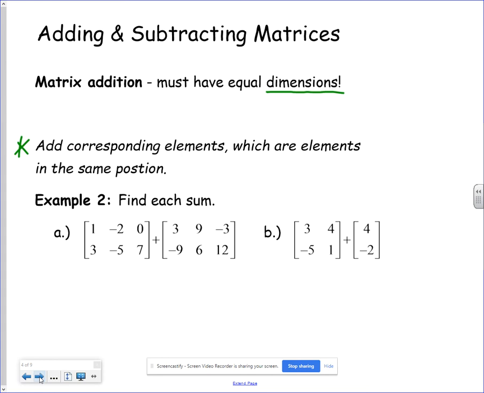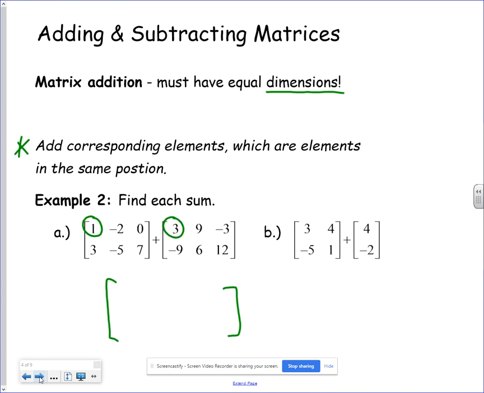So let's look at this example. It says find each sum. Well, this matrix is a 2 by 3. This matrix is a 2 by 3. So I'm adding two matrices that have the same dimensions together, so I can do that. So here's how it works. It's really simple. The answer is going to be another matrix that's a 2 by 3. You take the element that's in 1, 1 in both matrices and add them together.